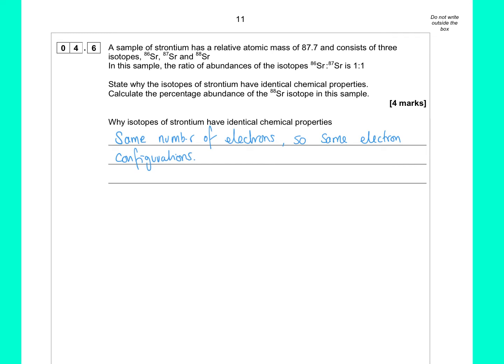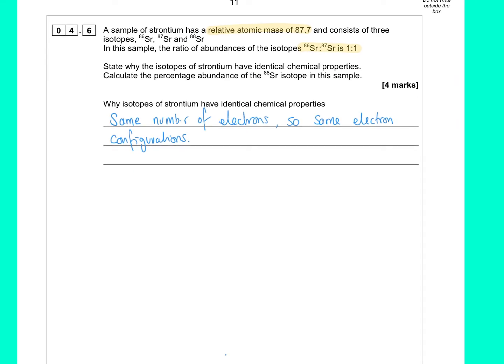So to work out the percentage abundance, you need to know that the relative atomic mass is 87.7, and it's told you that the 86 and 87 are in a 1-to-1 relationship. So if we say that the 87.7 is going to be 86 lots of x, we're going to call the abundance of 86 and 87 x. And we know that the 88 must have an abundance of 100 minus 2x, so minus the abundance of the other two.